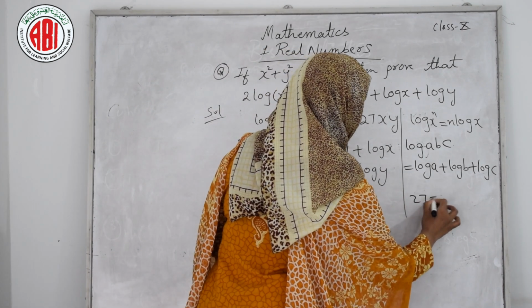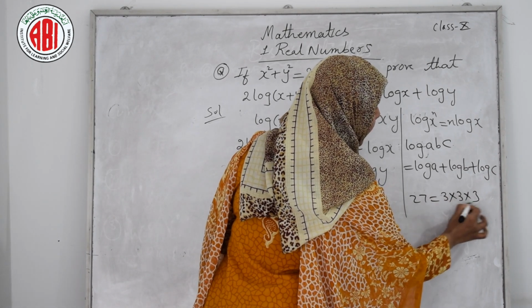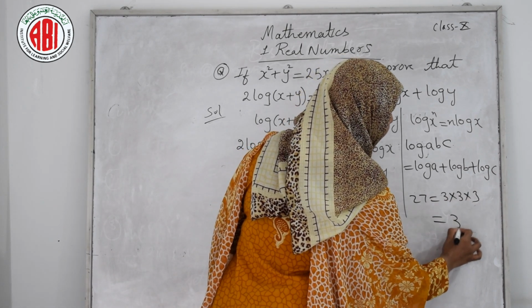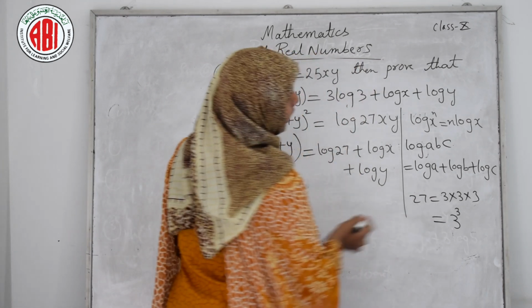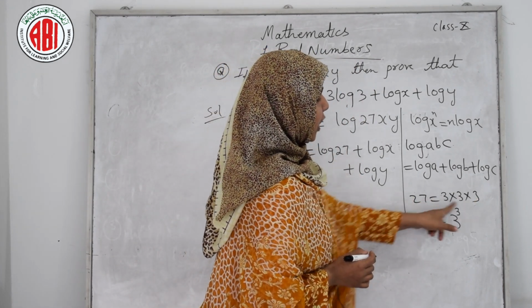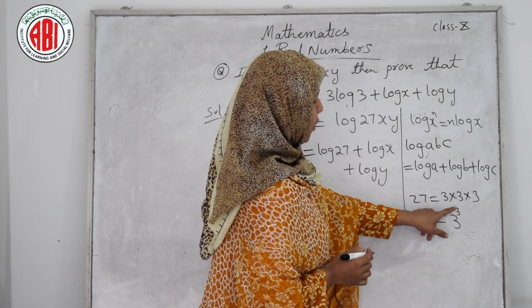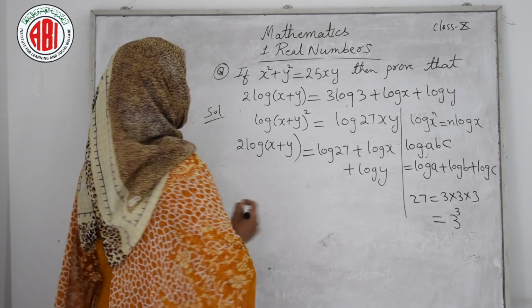27 we can also write as 3 times 3 is 9, and 9 times 3 is 27. We can write this as 3 to the power 3. Is it correct? 3 times 3 is 9, 9 times 3 is 27. That means 3 comes 3 times, so we can also write it as 3 to the power 3 in the exponential form.